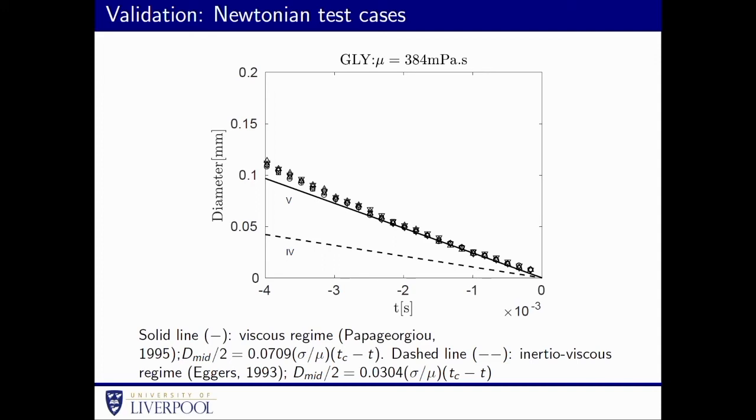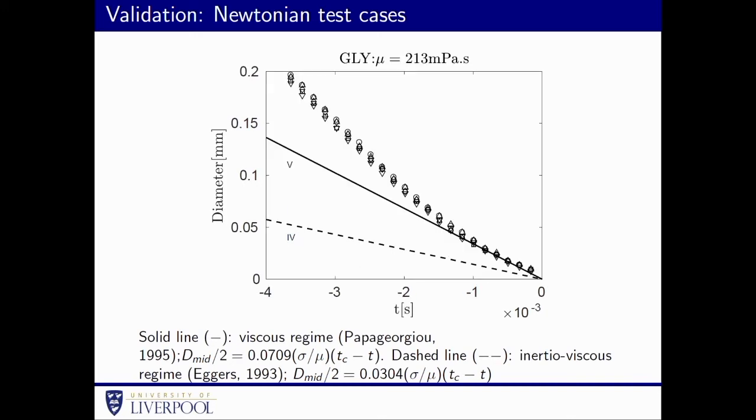Very, very late in the process, inertia becomes important again. So you get this inertio-viscous regime, which was described by Eggers. It has a different prefactor, but has the same functional form, so still linear. With our temporal and spatial resolution of our imaging, we can't get to this regime, but we can certainly capture this viscous regime by Papageorgiou. We tried it for a more dilute glycerol solution, so the timescale's faster, so you can see the acceleration, and then we still collapse onto this viscous regime. So we think that at least in terms of validation, we've done a pretty good job, or at least our system works fairly well.